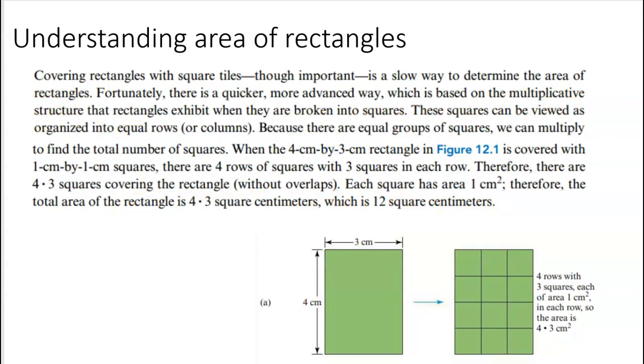But now we can go a little further, right? Covering rectangles with square tiles is important, but it's slow. So there is a quicker, more advanced way, which is based on the multiplicative structure that rectangles exhibit when they're broken into squares. These squares can be viewed as organized into equal rows or columns. Here we've got 4 rows with 3 squares. Row 1, row 2, row 3, and row 4. And because there are equal groups, we can multiply. So here we can multiply 4 times 3 because we've got 4 groups of 3 squares.